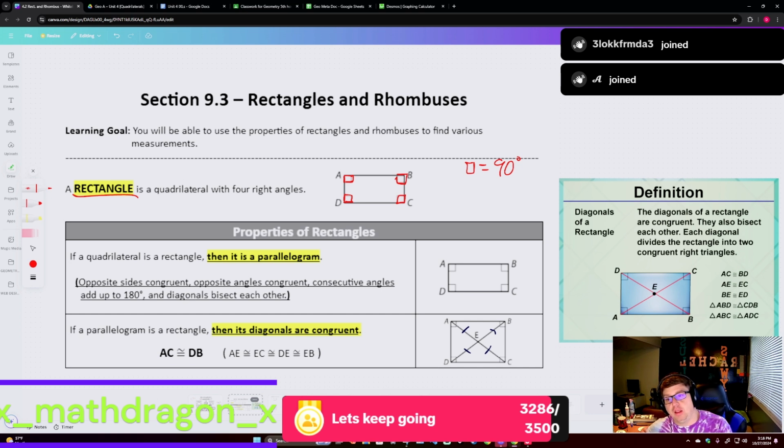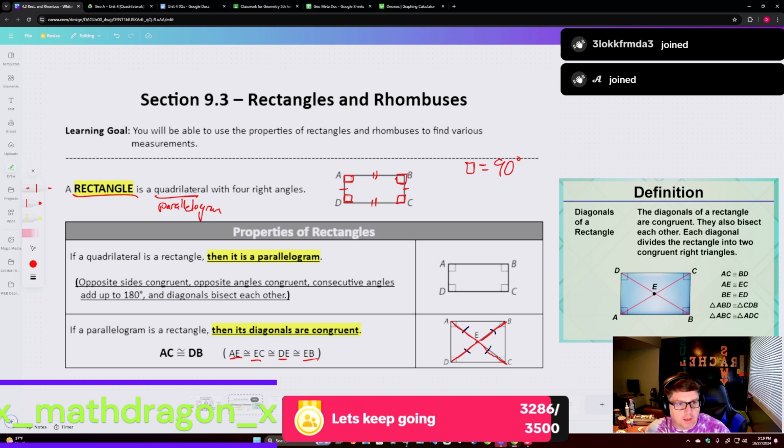Then, if I have a quadrilateral that's a rectangle, then it is also a parallelogram. So that parallelogram means that opposite sides were equal to each other, and it also meant that the diagonals bisected each other. So they're all the same size. So AE is equal to EC, but is also equal to ED and EB.